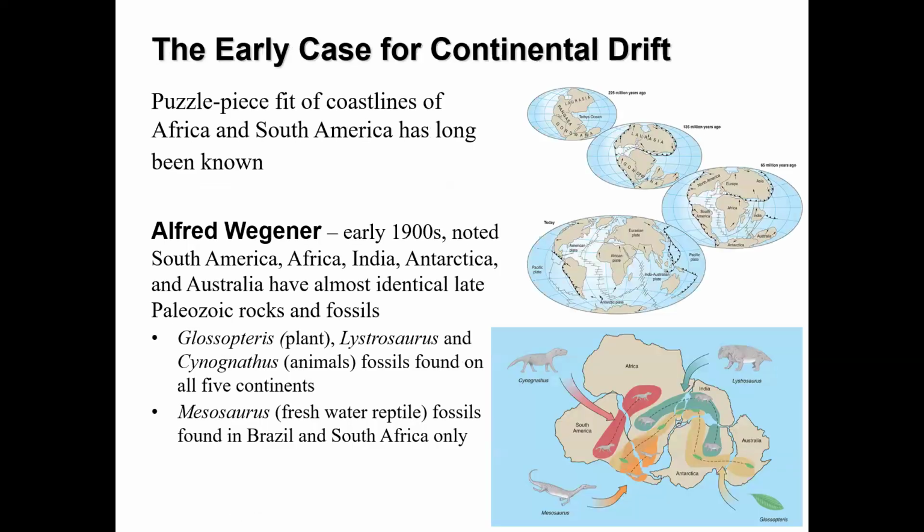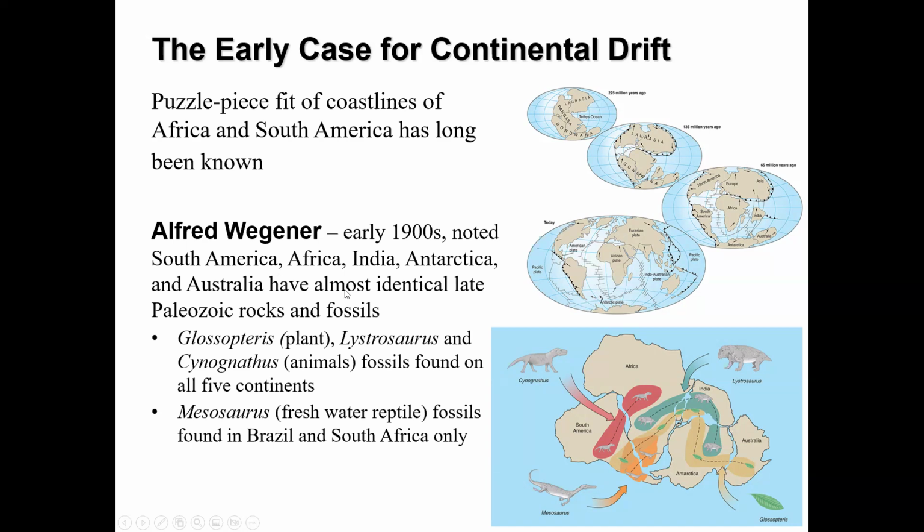So continental drift was first proposed by Alfred Wegener in the early 1900s, and he noted that there's almost a puzzle piece fit of the coastlines between Africa and South America. And that's also been known for a really long time. So basically, if you look at South America here and Africa, especially right here, if you were to just squeeze them together across the Atlantic, it looks like they would actually fit together fairly well. So that's been known for a really long time.